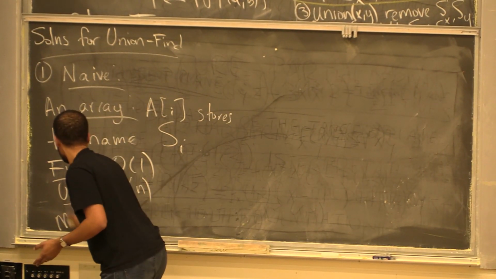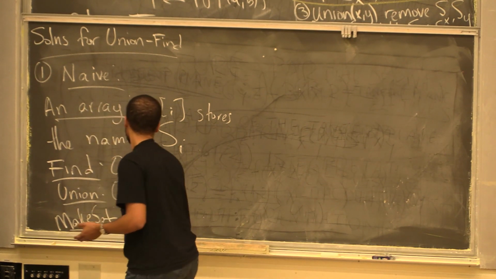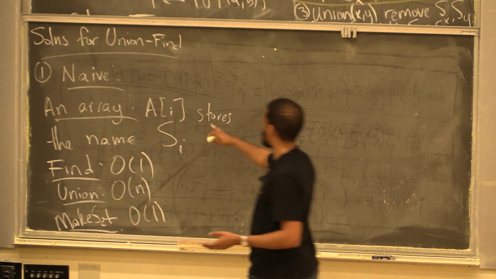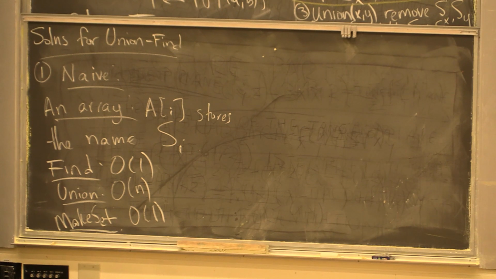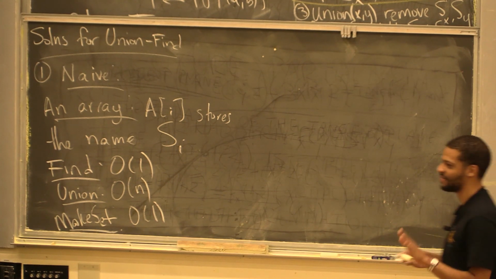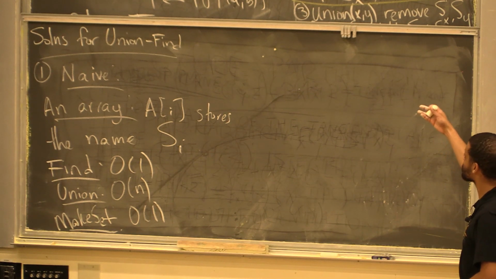And then make set is also constant time, right? I basically just replace, A[i] was null before, now A[i] is i, because i is in a singleton set by itself. So this is a very straightforward solution that's not fancy. It's always good to keep in mind that you don't have to jump into the fanciest stuff first. Okay, so this works, and it would give you an implementation of Kruskal.